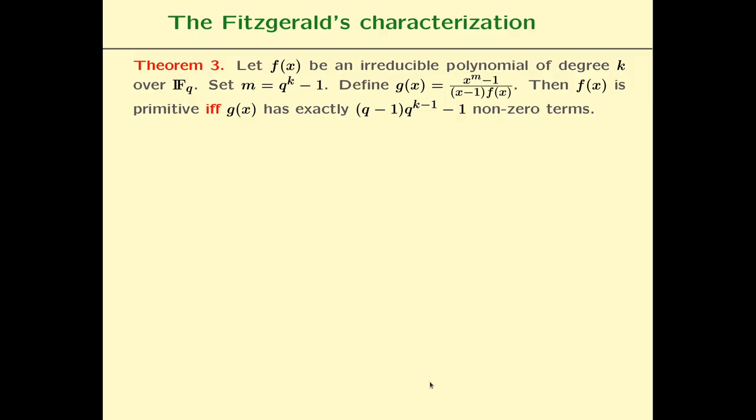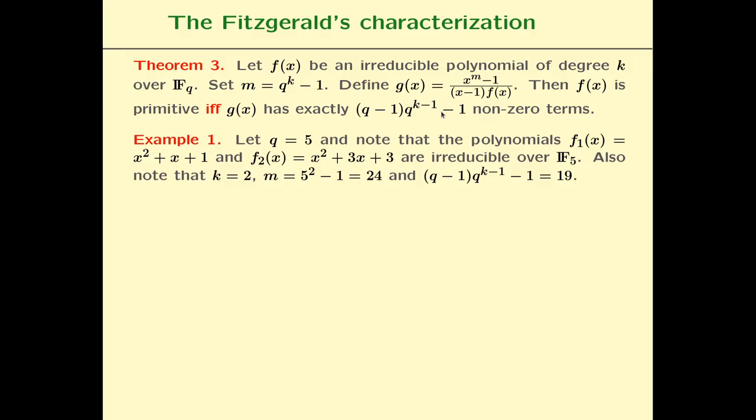Now we are going to recall the Fitzgerald characterization. Theorem 3. Let f(x) be an irreducible polynomial of degree k over the finite field F_q. We set m equal to q^k - 1 and define the polynomial g(x) given by this polynomial division. Then f(x) is a primitive polynomial if and only if the polynomial g(x) has exactly this number of non-zero terms.